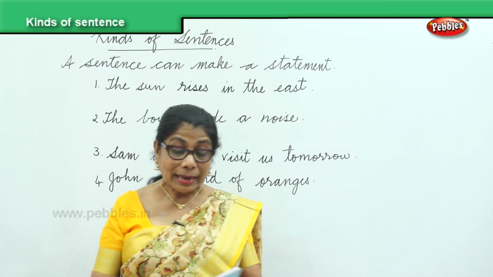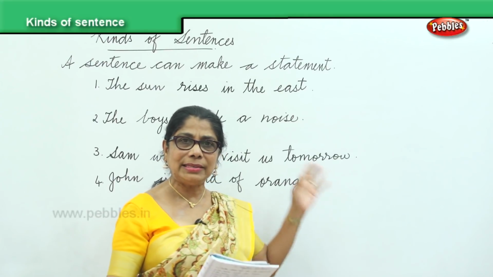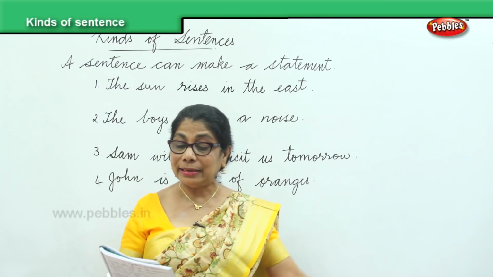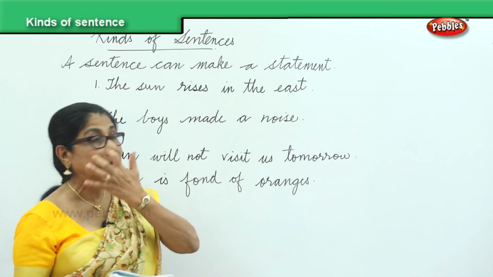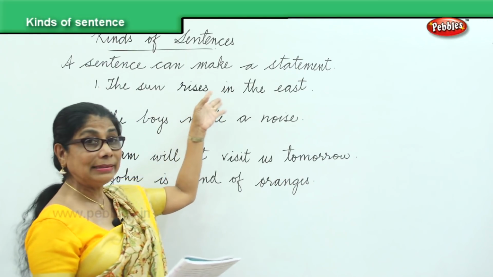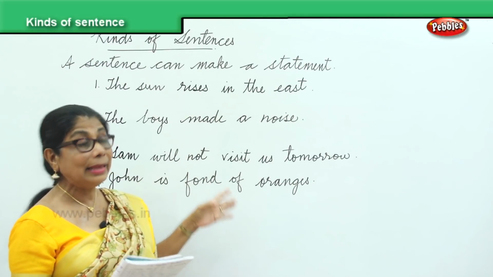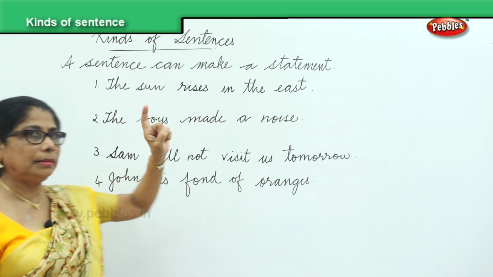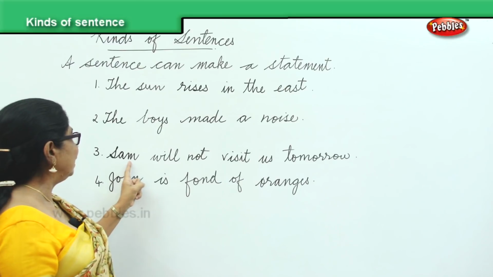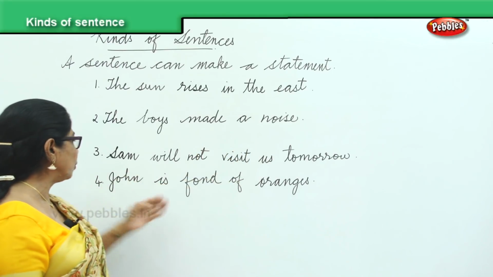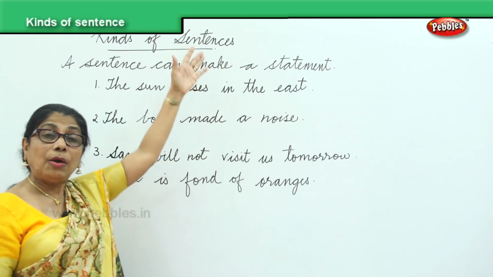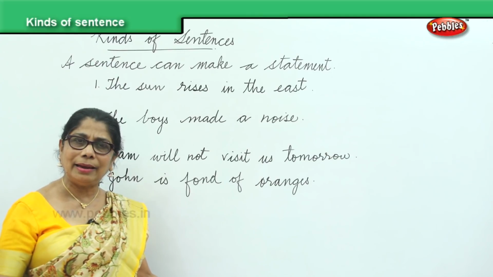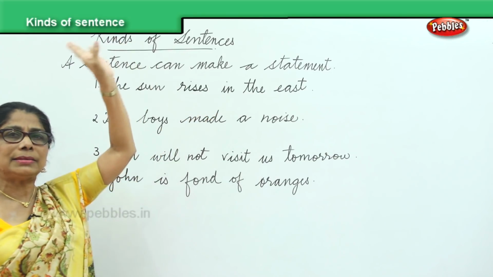Now, a sentence that states or declares something is called a declarative sentence. What does this sentence declare? It declares the sun rises in the east. What do the boys made declare? Sam will not be coming tomorrow. And John is fond of oranges. So, all these statement sentences are telling something. What did they declare? The sun rises in the east.